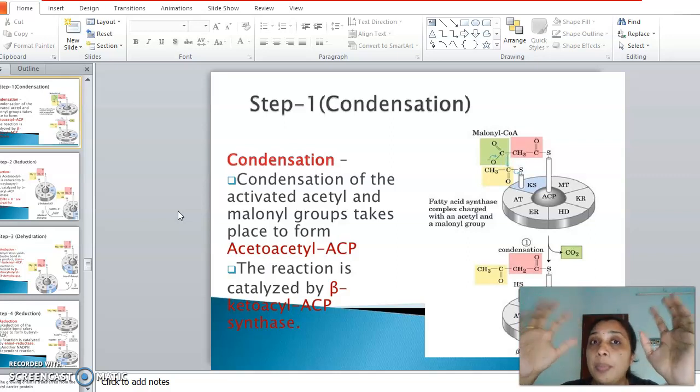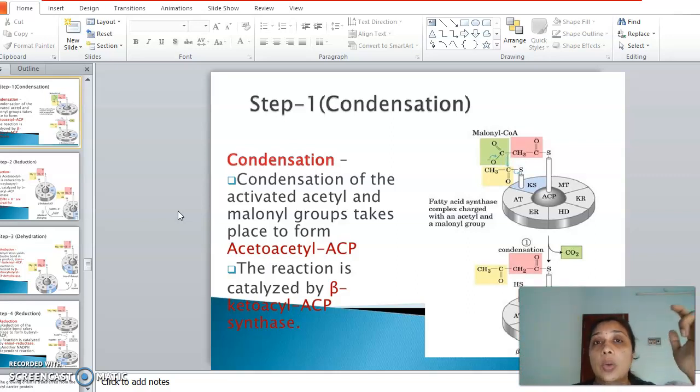Right? So out of the 8 molecules of acetyl-CoA, only a single molecule of acetyl-CoA remains as such and enters fatty acid synthesis in the form of acetyl-CoA, while the remaining 7 molecules that are ready to enter fatty acid biosynthesis will be coming in the form of malonyl-CoA, right? So that was stage 1 and 2.